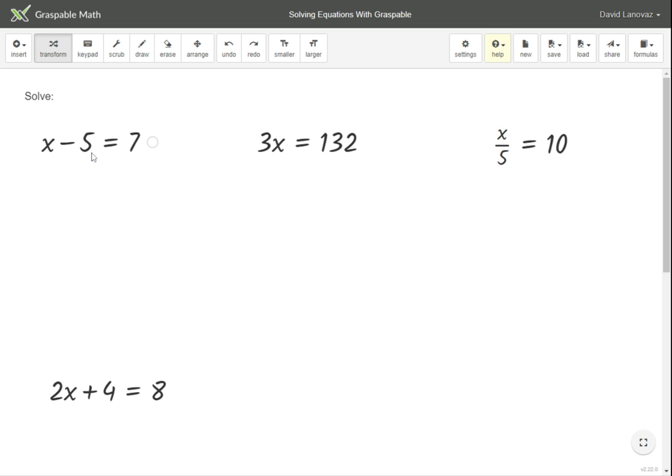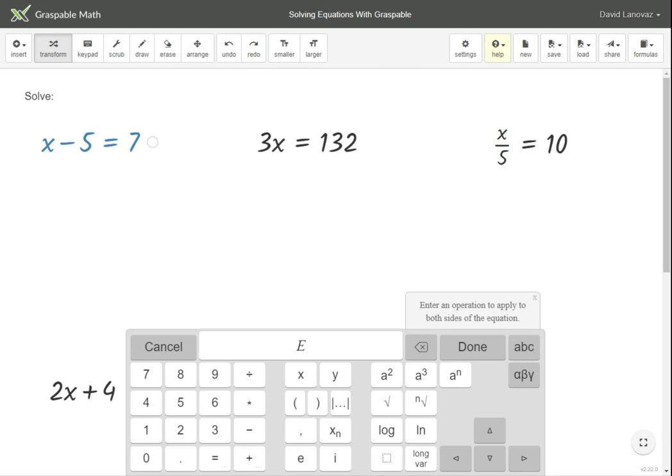So the first thing we're going to do is press and hold on the equal sign. So we're going to press and hold our mouse button, click and hold, and you'll get this window that pops up that allows us to enter operations. So the E in here just says we're going to enter our operation.